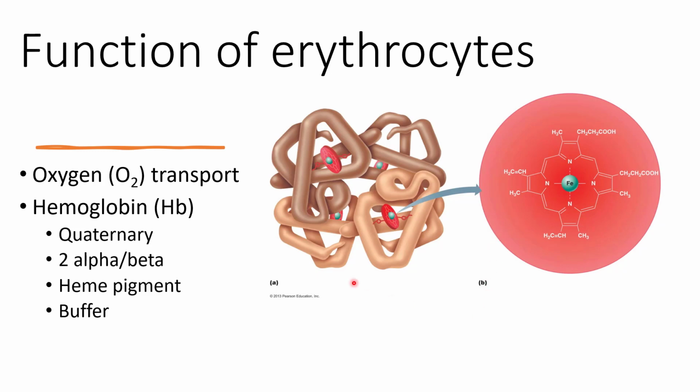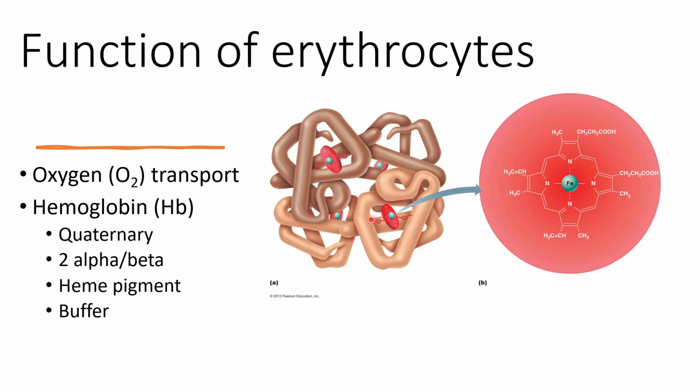Now, think on that. How many oxygens can 1 hemoglobin molecule carry? 4. They don't always have 4, but when they do, they are as packed full as they can get. 1 oxygen molecule attached to each heme pigment.